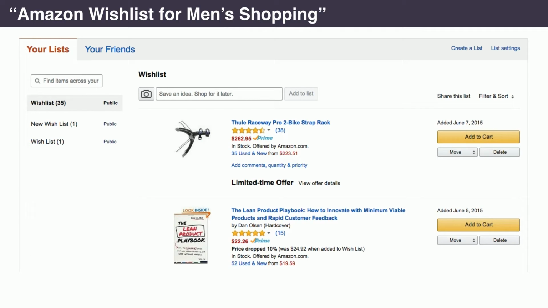Now, the thing that was missing from it was the ability to figure out, when he saw other men wearing a piece of clothing that he really liked, how he could add that to the wish list. And so that was what gave him the idea for his value proposition.